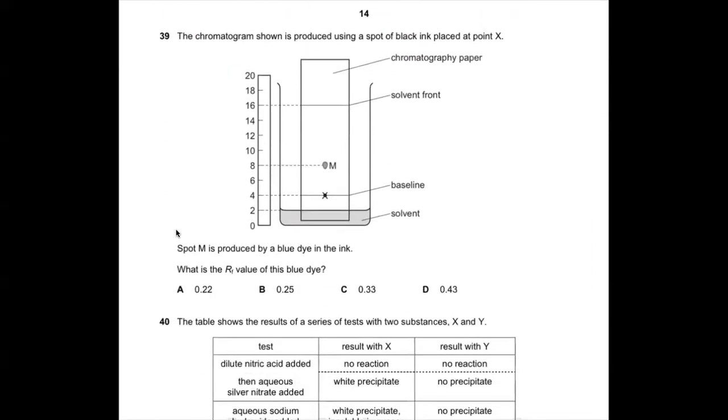Now MCQ number 39. The chromatogram shows the result produced using a spot of black ink placed at point X. The spot M is produced by a blue dye in the ink. Okay, what is the RF value? So if you see, it travels from 2 to 8, so it travels a distance of 6. And if you look at the distance traveled by the solvent, it moves from 2 to 16, which is 14. So 6 divided by 14. Can anyone tell me the answer? Almost 0.43. So it's D.